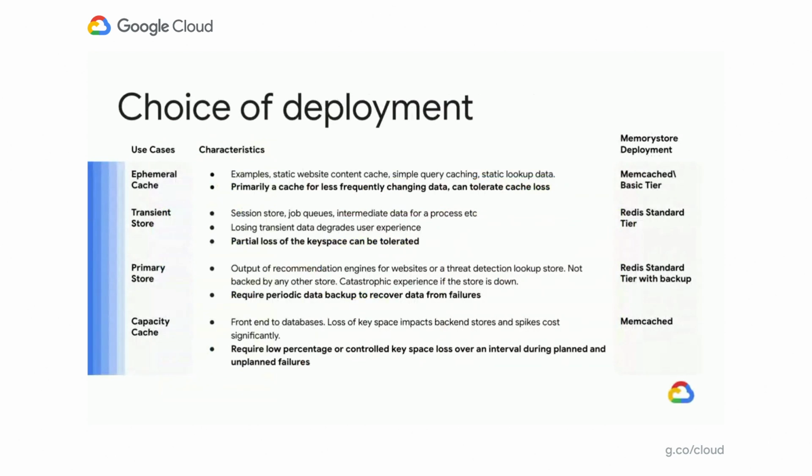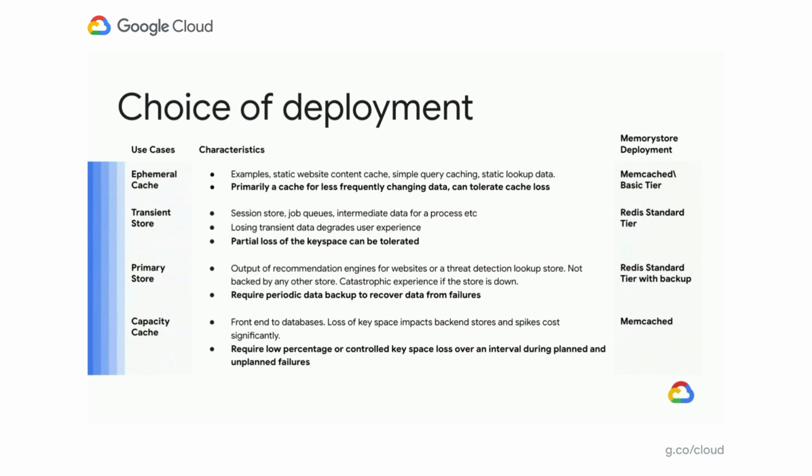So let's take a look at the different caching patterns and what that really means. So ephemeral cache, you can think of it as a very simple cache. If the cache goes away, you can rehydrate the cache from a backend store. There is no real impact to the application except for maybe a small performance degradation that is not significant from an application perspective. And for these kinds of use cases, it may be enough to just deploy a Memcache or the basic tier of Redis, which is actually very, very cheap.